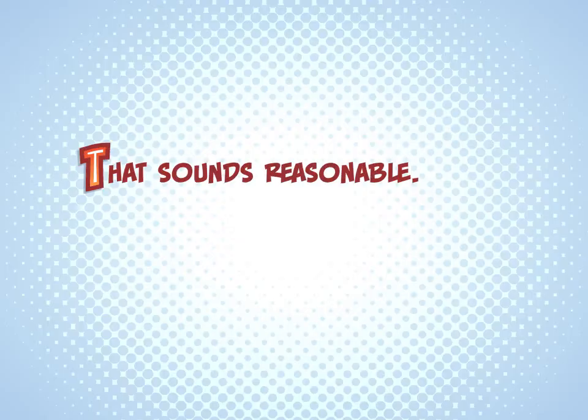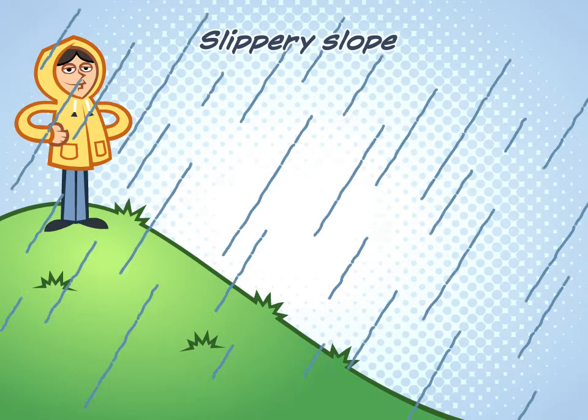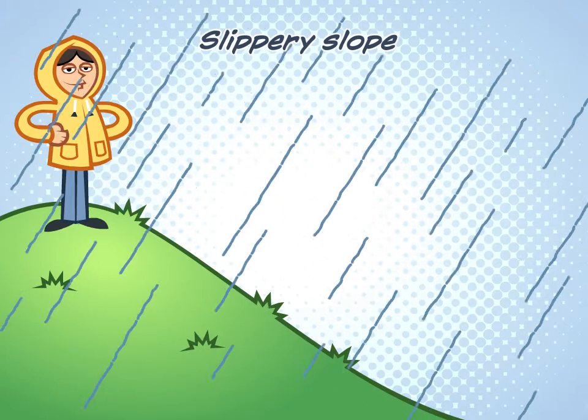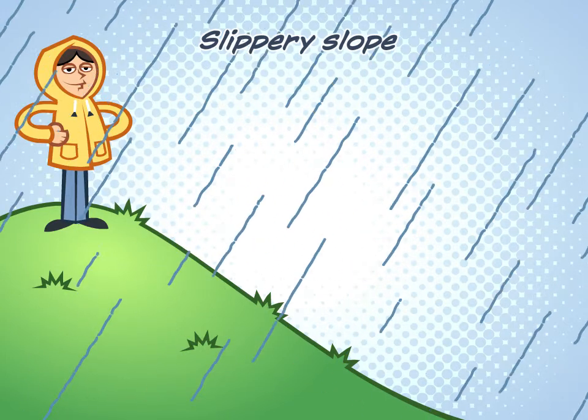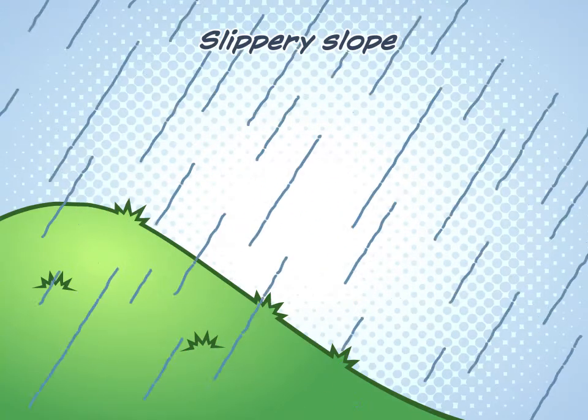That sounds reasonable. What about the other distractions? The next one is called slippery slope. Think about what that name suggests. What happens when you try to walk down a hill in the rain? The grass will be wet, and if you slip, you'll find it almost impossible to keep from sliding all the way down that slippery slope.